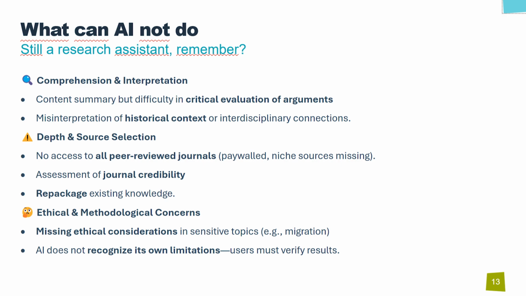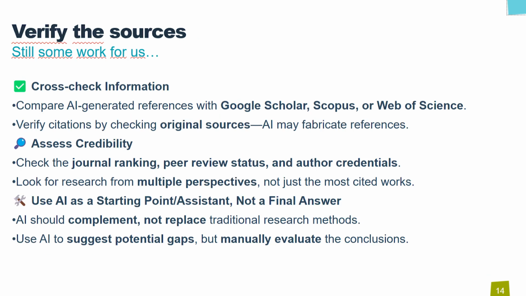Still, this shows that due to these limitations, there's still some work for us. First of all, we still need to cross-check the information. Whatever is written, you don't say, okay, since ChatGPT said that, then it's right. No, there's still some room for cross-checking. You need to assess the credibility, and, as I mentioned, use AI as a starting point, as your research assistant, and not a final answer. As I mentioned before, with the example of my wife, we had to check on Google Scholar, or on Scopus, or on the Web of Science.